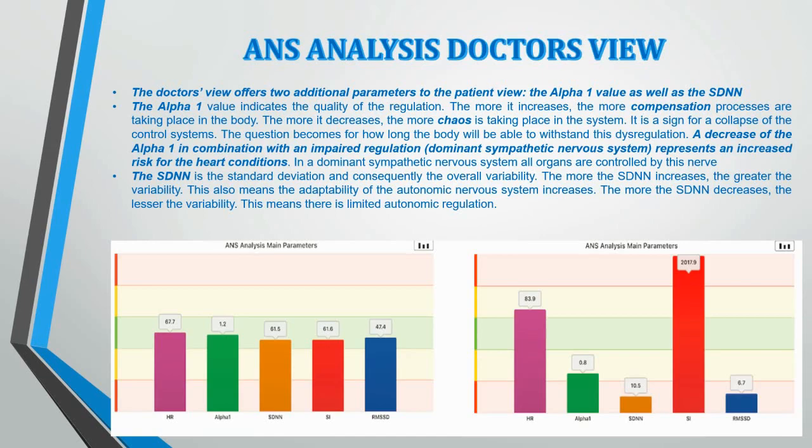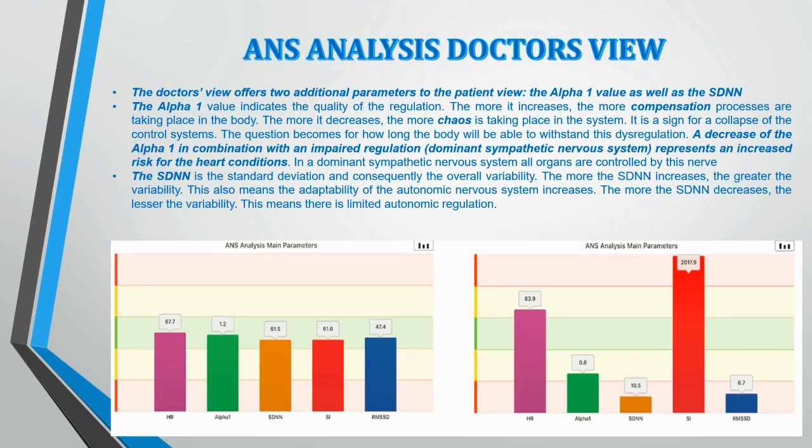So the more it increases, the more compensation processes are taking place in the body. And the more it decreases, the more chaos is taking place within the system. It is a sign for a collapse of the control systems. And the question becomes for how long the body will be able to withstand this dysregulation. A decrease of the alpha 1 in combination with an impaired regulation, so a dominant sympathetic nervous system, represents an increased risk for heart conditions, and in a dominant sympathetic nervous system, all organs are controlled by this nerve.